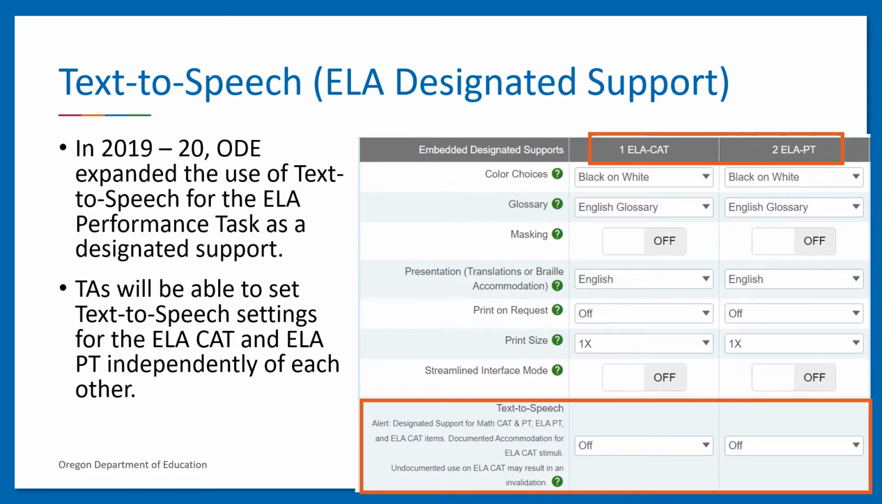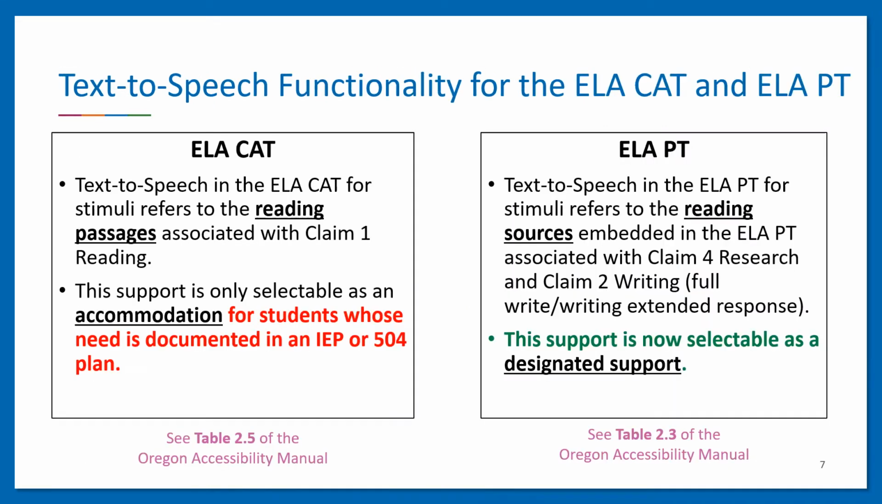This designated support is recommended only for students identified as struggling readers who may have difficulties accessing the PT source text. It is not intended to be activated for all students within the class. Inappropriate or undocumented use of text-to-speech for the ELA CAT can result in a test impropriety and potential invalidation of a student's test. Please refer to the Oregon Accessibility Manual for more guidance. This slide details the difference in text-to-speech between the ELA CAT and the ELA PT. See the respective tables of the Oregon Accessibility Manual for additional details.